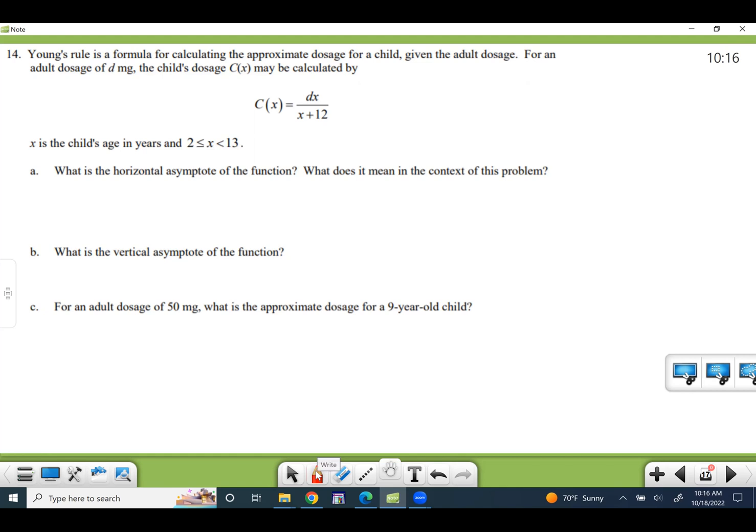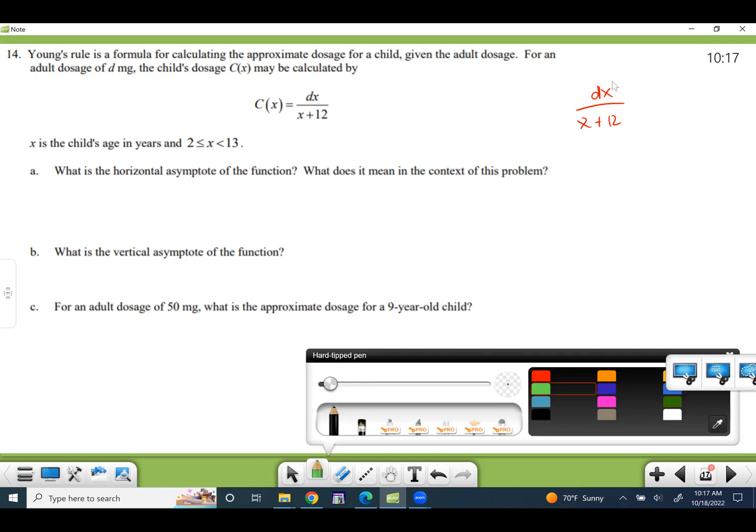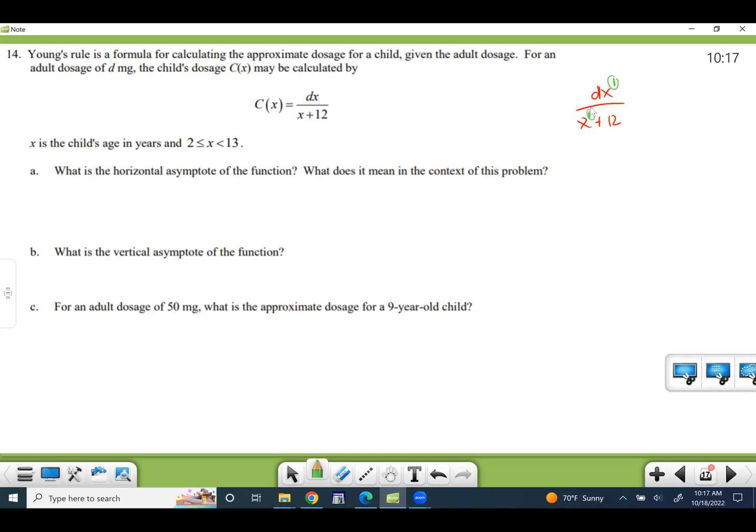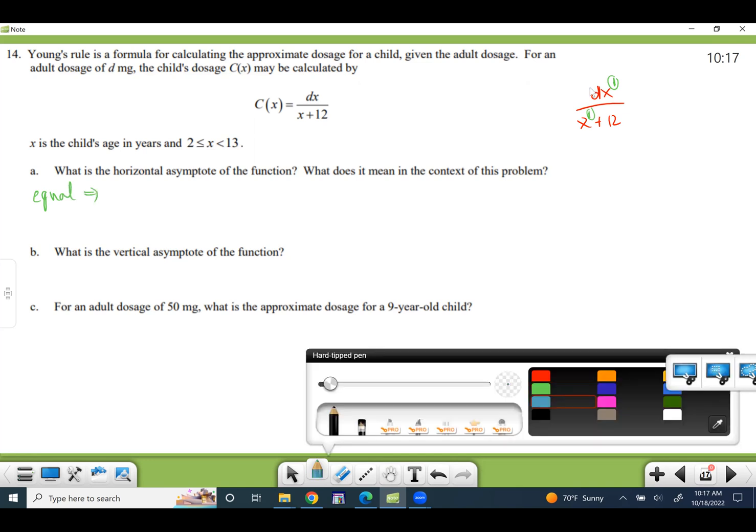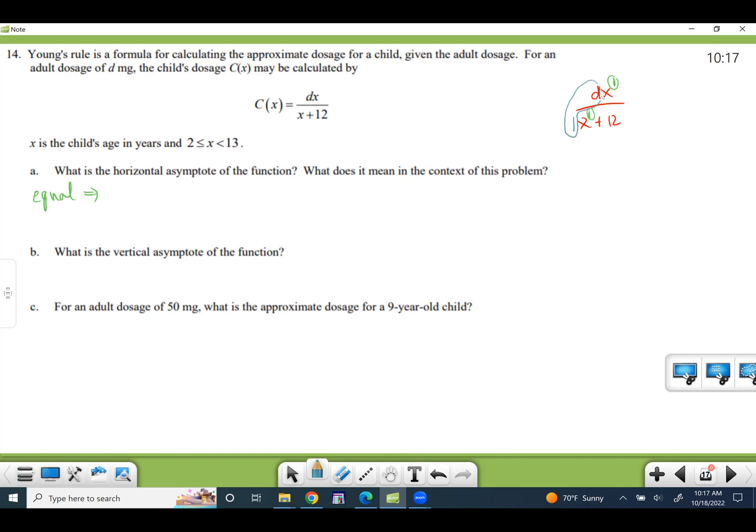So the first question says, what is the horizontal asymptote? Well, you can see if I have a function like this, so this is right. Okay. The exponents are 1s and 1s, right? A 1 here and a 1 here. So this means it would be the case of equal. So I would have to make a fraction out of the leading coefficients. So there's a 1 here and there's a d here. So it looks like d over 1 would be, or in other words, y equals d, would be the horizontal asymptote.